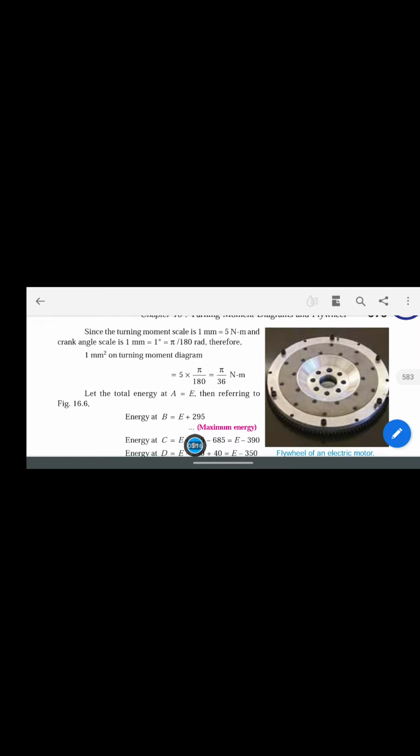which has come around pi by 36. So 1 mm square is equal to pi by 36 Newton meter of energy. So we will use this later on. So coming to the energy calculation, the energy at A.